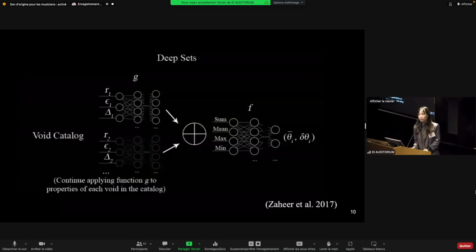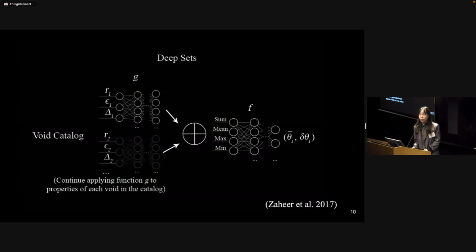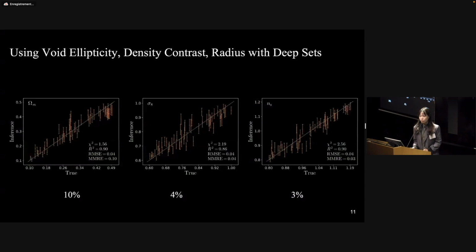And since, by the nature of the void catalog, they have a set structure, we also apply a more complex model, deep sets, to the void catalog and do the same predictions for cosmological parameters. For the deep set model, we use 3 void properties: void ellipticity, void density contrast, and radius. And as you can see from the plots, we're able to constrain omega matter, sigma 8, and the spectral index n_s with 10%, 4%, and 3% error. And these are showing very promising directions.